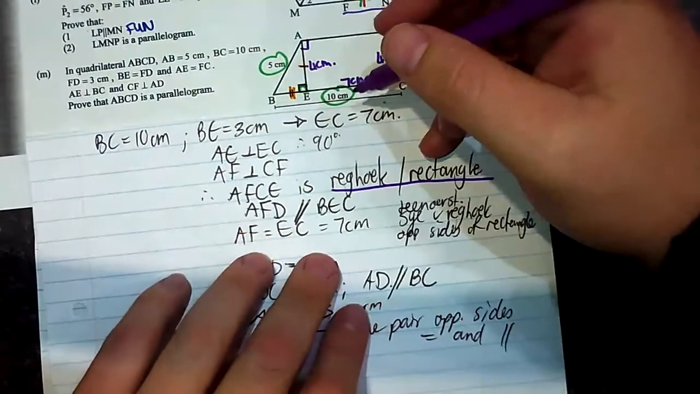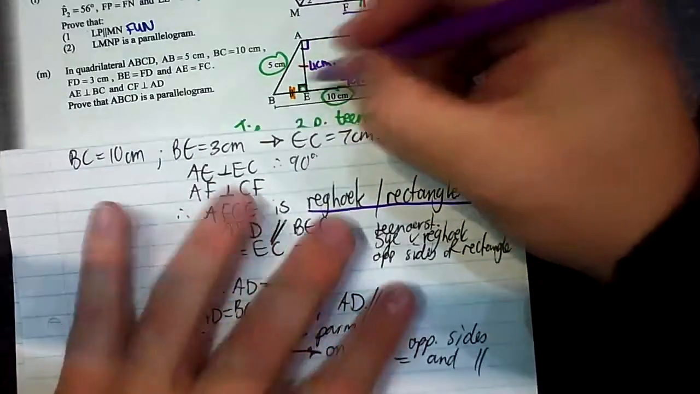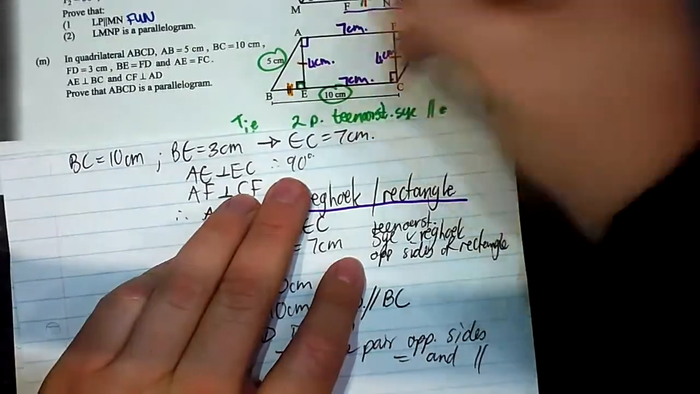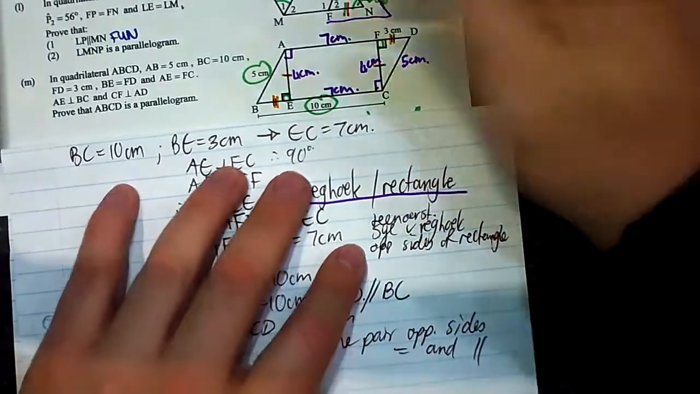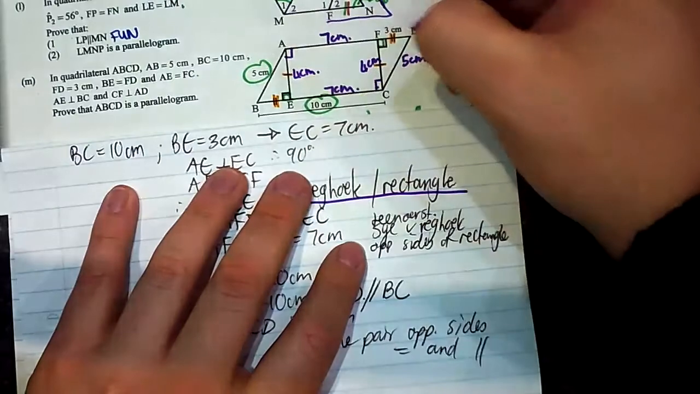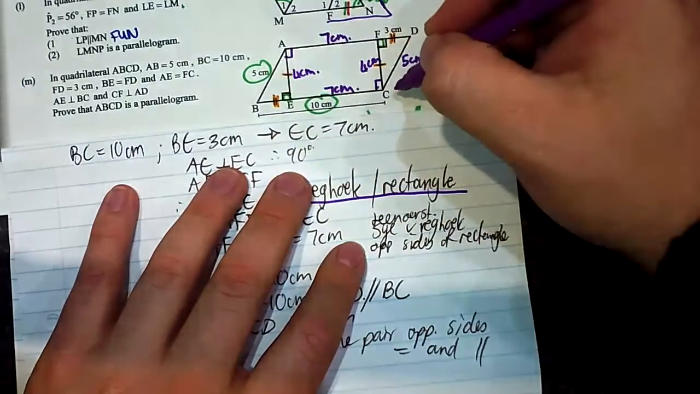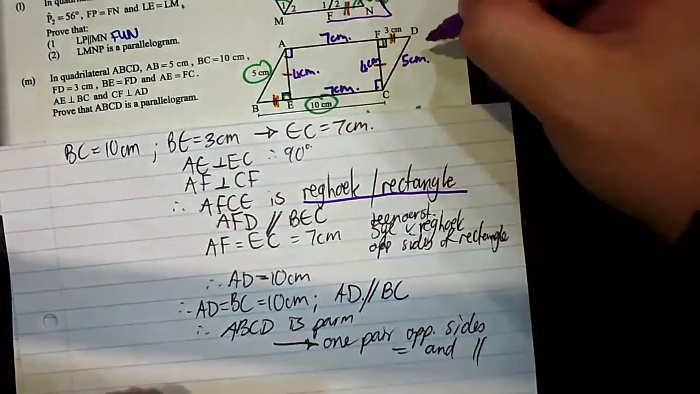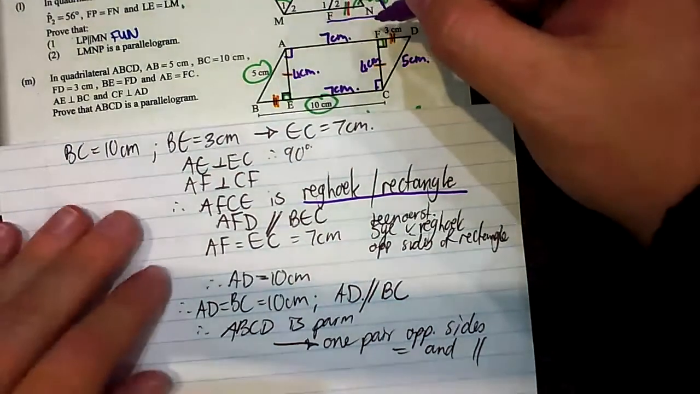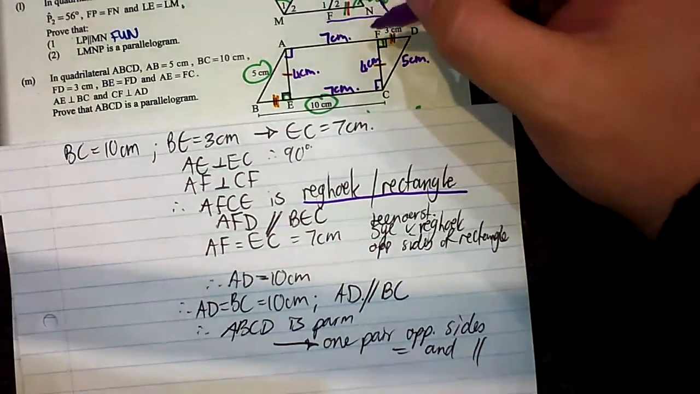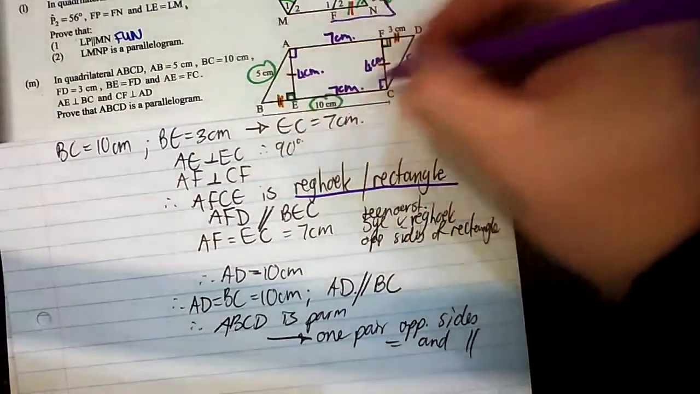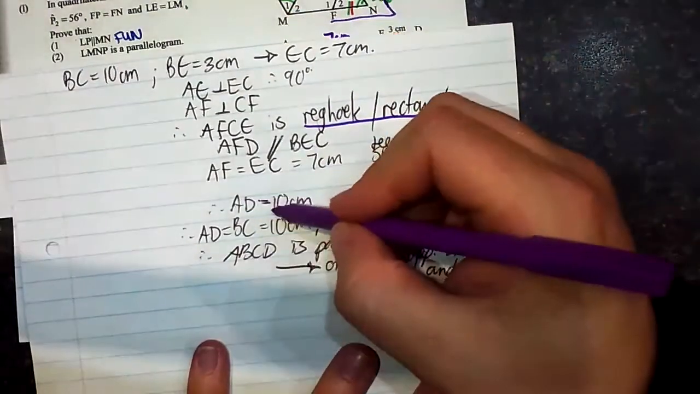Alright. Okay, and due to that, and due to the fact that it's a rectangle, AF and EC must be the same length. So this must also be 7 centimeters. Alright. 7 centimeters, 3 centimeters, AD is 10 as well, same as BC. So now we have proven that AD and BC are not only parallel, but they are also equal length. AD en BC is nie net evenwydig nie, maar hulle is ewe lank ook. Okay, AD 10 centimeters.